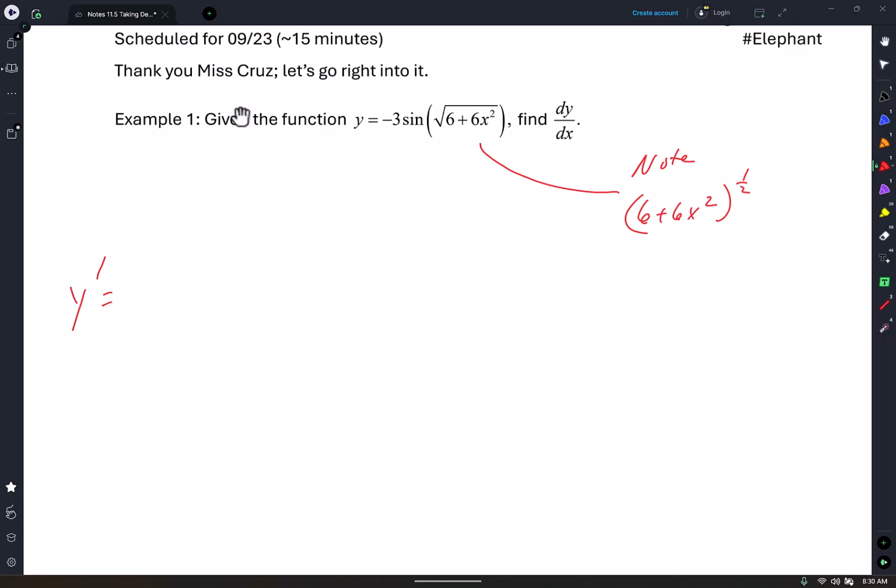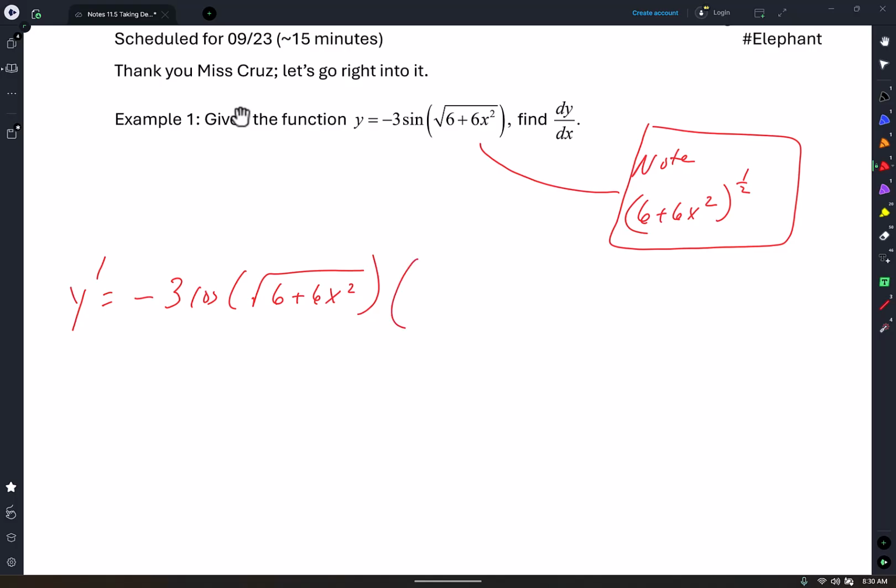The derivative of sine is cosine. It still says negative, so -3 cosine of the square root of 6 plus 6x squared, close it. And now I gotta take the derivative of the inside. So here it is. I made a little note of what the inside is. So I'm gonna go times, bring the half to the front, leave that inside alone, (6 plus 6x squared) to the -1/2, times, now I gotta do the derivative of that inside, 12x.